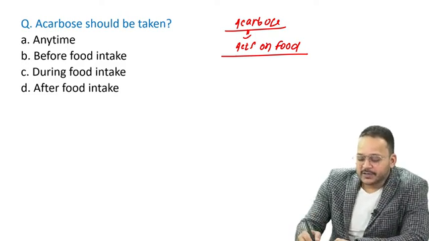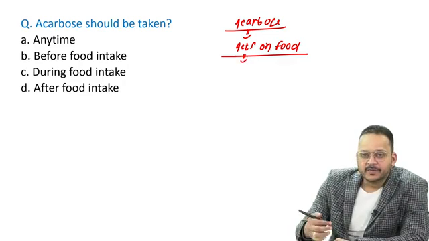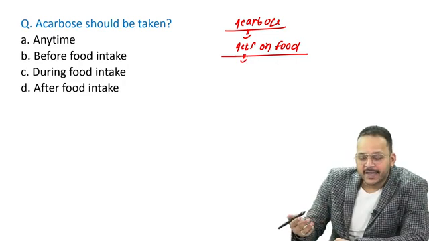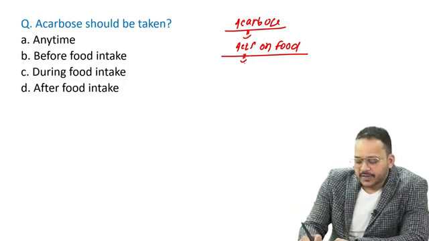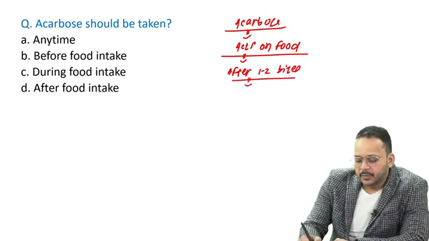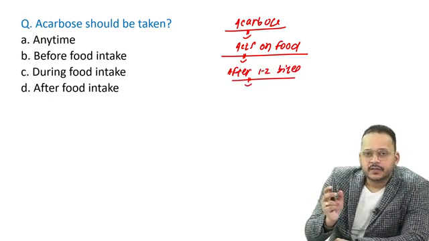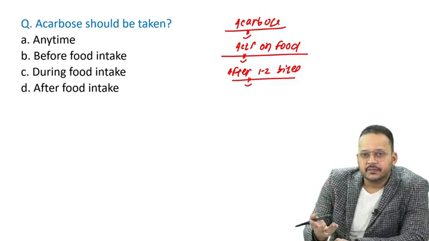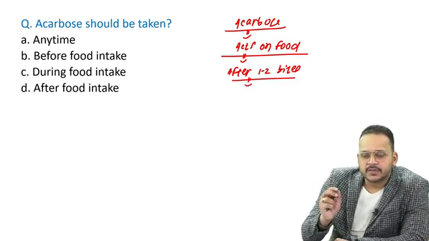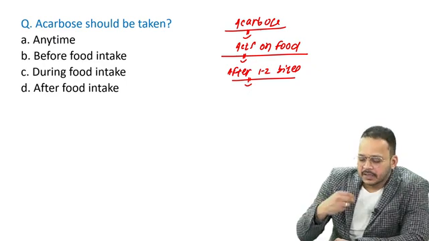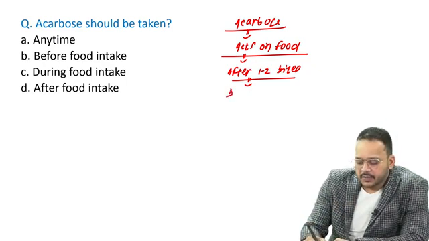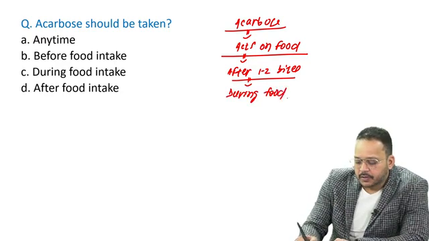So acarbose acts upon food. So if there is no food, how is it gonna act? So we take it after 1 to 2 bites. After 1 to 2 bites, so we'll say that patient, if you're eating 3 or 4 chapatis or 2 chapatis, after you take half of the chapati, then you take it. So in other words, this translates into during food intake.